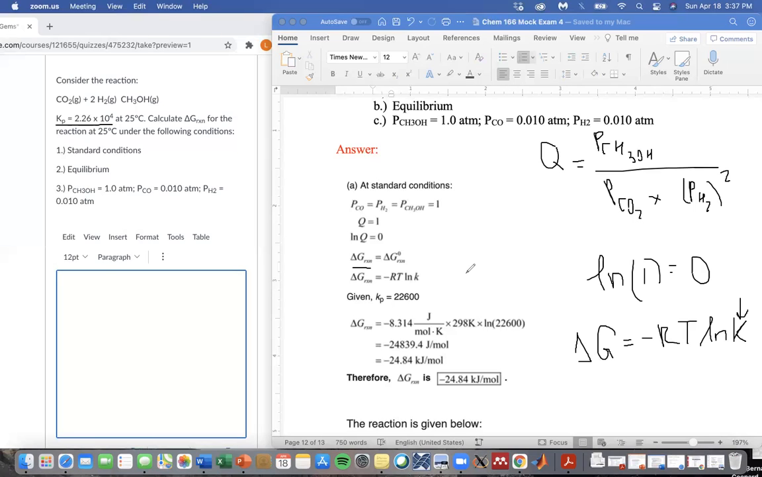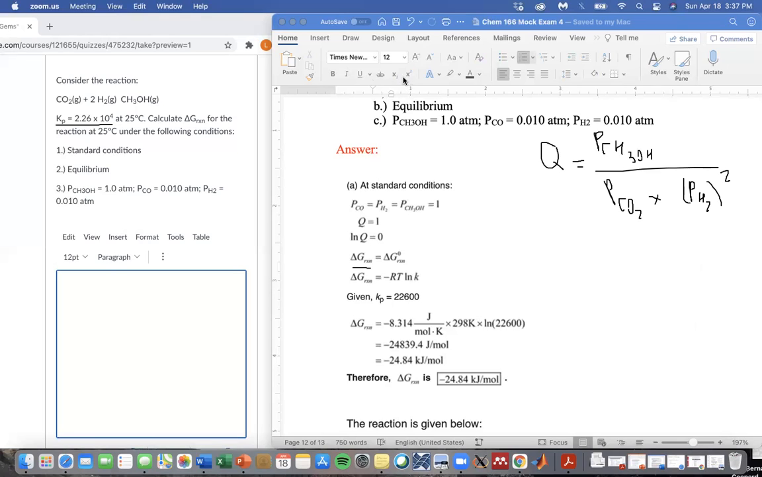Does anyone else have any questions about this, or why anything is what it is? Okay. So now for the next. Wait, I have one question actually. Yeah. Sorry. Okay. Wait, so with all that, what was the point of needing the ln Q equals 0?